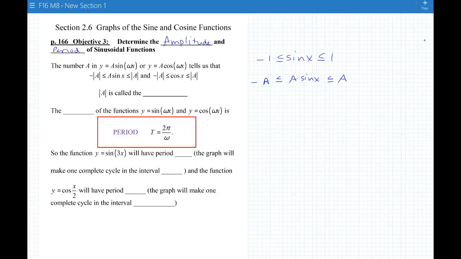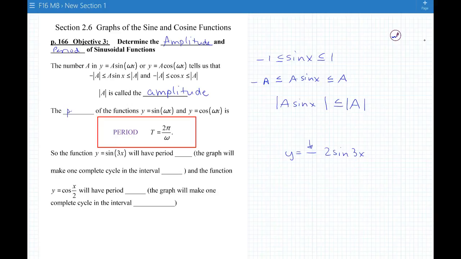So another way of writing this compound inequality, maybe you remember this, is that a sine x in absolute value is less than or equal to a, so that we know that the graph goes up to a and down to -a, and a is called the amplitude. It's absolute value because if we have y equals -2 sine of 3x, this negative is a reflection and not part of the amplitude.